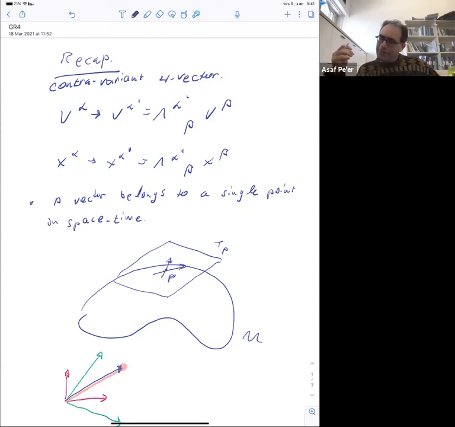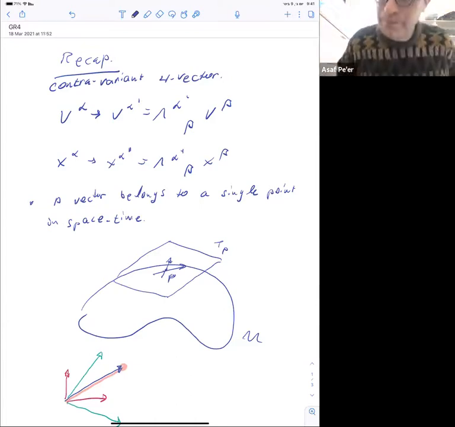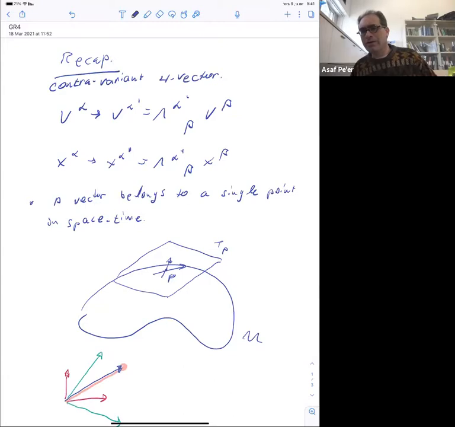Again, my definition of a contravariant 4 vector is an abstract object that belongs to a point P, whose components transform the same way as the coordinates transform under Lorentz transformation. That's my definition. That's how I want to define it. And then the rest, as I'm proving it to you, is actually going to be identical to what you are familiar with from your intuition about what is a vector.